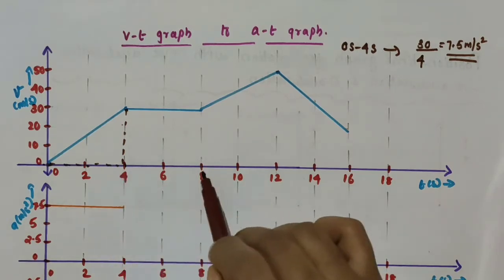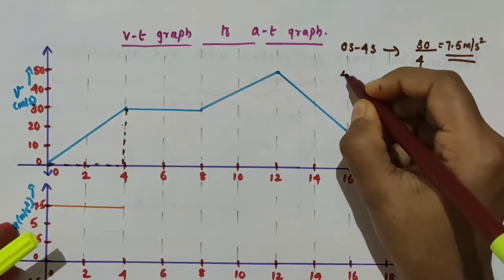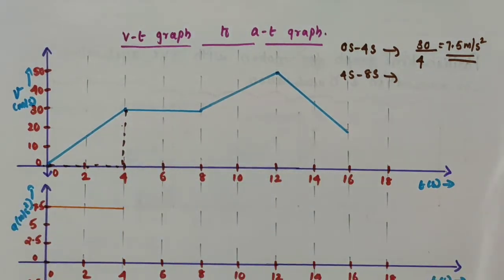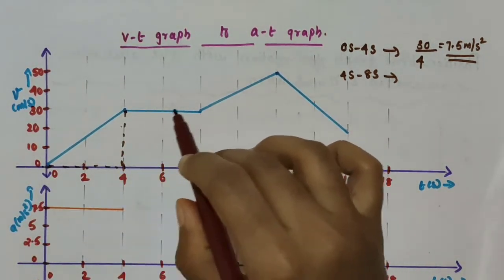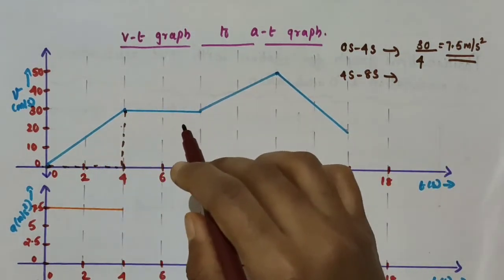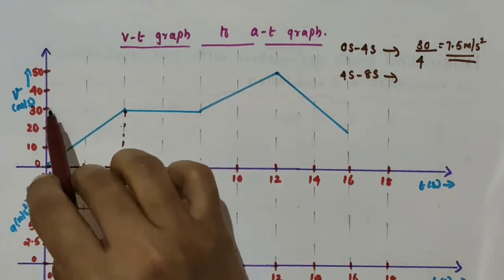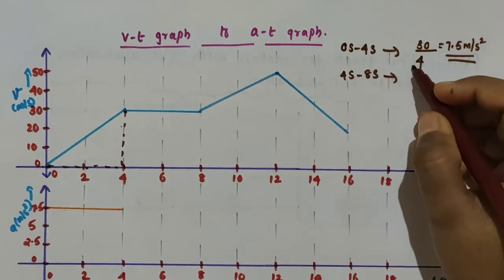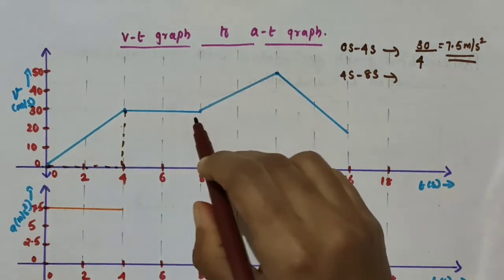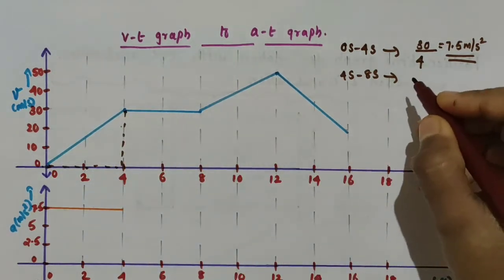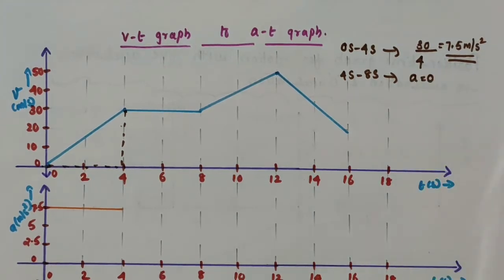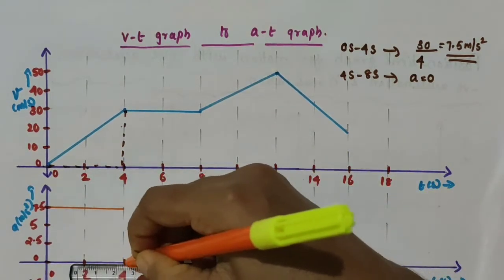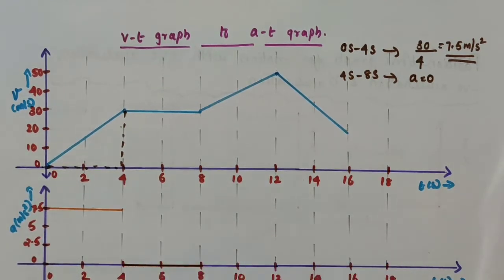Next, you consider this interval, 4 seconds to 8 seconds. Between 4 seconds and 8 seconds, the velocity time graph is a straight line which is parallel to the time axis. Is there any slope for this line? No, slope is equal to 0. From 4 seconds to 8 seconds, the velocity is 30 meter per second. There is no change in velocity. So since the slope of this line, which is parallel to the time axis, is 0, acceleration is equal to what? 0. So acceleration of 0 means from 4 seconds to 8 seconds, you will be getting a straight line here.